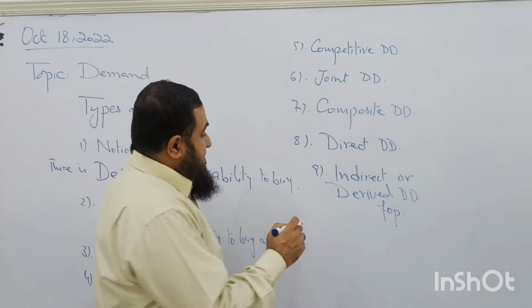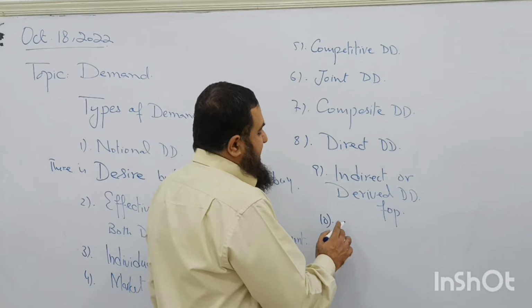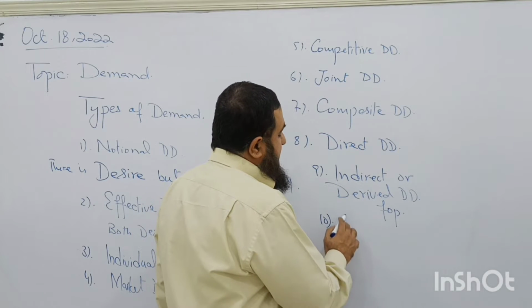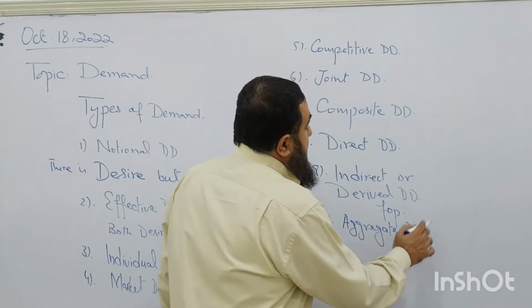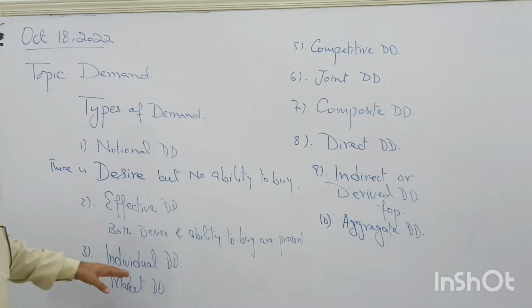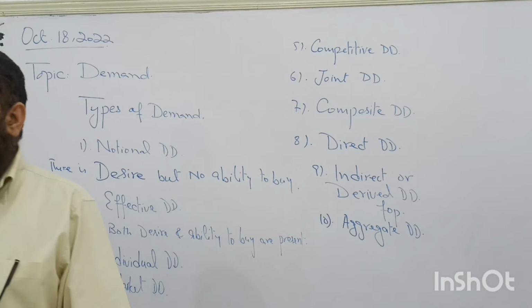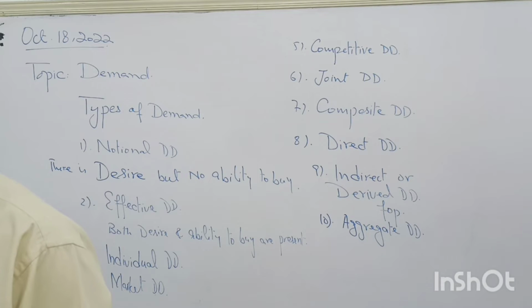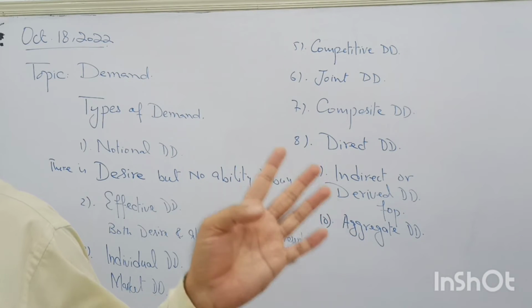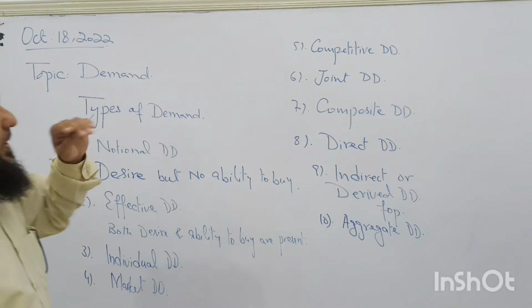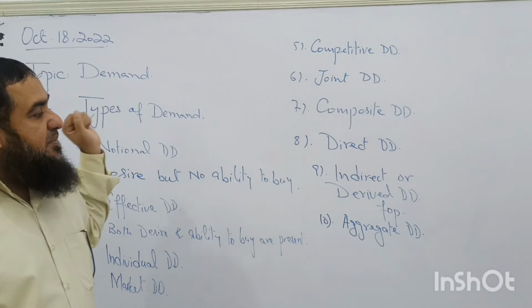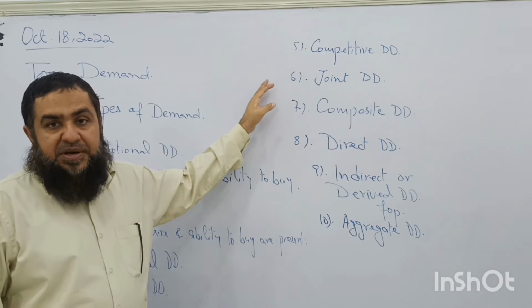Clear? Now the next type of demand is aggregate demand. Keep it in mind, in the above cases, demand is for a single product. For example, we talk about the demand for cell phones. This is the market of cell phones. So we talked about the direct demand of cell phones, the indirect demand of the factors of production of cell phones, composite demand, joint demand and competitive demand. This is one market's product demand.